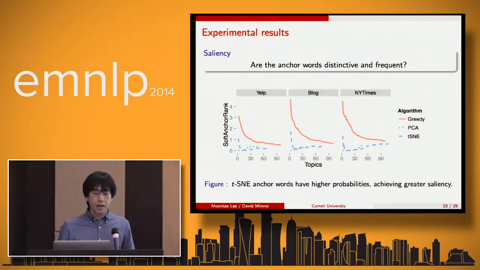So the first metric that I'm going to show is saliency. It measures whether the anchors are distinctive and frequent, because anchors are by definition distinctive. What really matters is whether or not it's frequent. The y-axis in the plot measures how far the anchor word is likely from the most prominent word, so a lower value is better. And as you can see, t-SNE is much lower than the greedy, which is a baseline method.